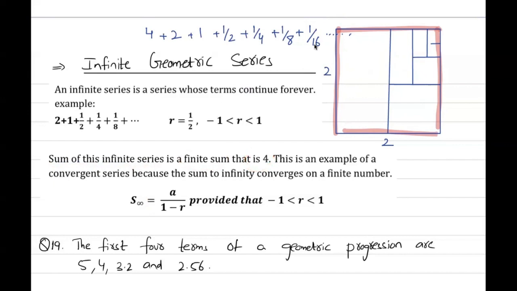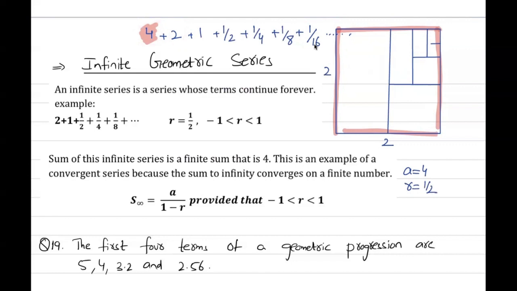So if you look at this series, what is the first term over here? The first term is 4. And what is the common ratio between the consecutive terms? For this sequence, what is the common ratio? The common ratio is the ratio of the next term divided by the previous term, right? So 2 upon 4, that is 1 upon 2. So the first term is 4 and the common ratio is 1 upon 2.